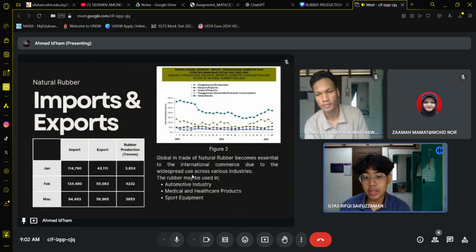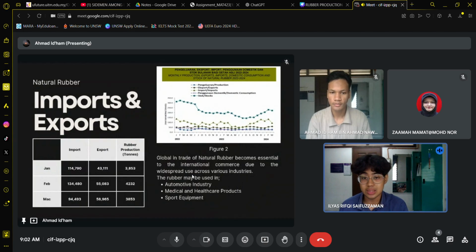So, global trade of natural rubber becomes essential to international commerce due to widespread use across various industries. Like I mentioned before, rubber may be used in the automotive industry, medical and healthcare products, and also sport equipment. For the automotive industry, such as the tires that we can see on our cars, our motorcycles, even the straps on the doors, those are all made from rubber.